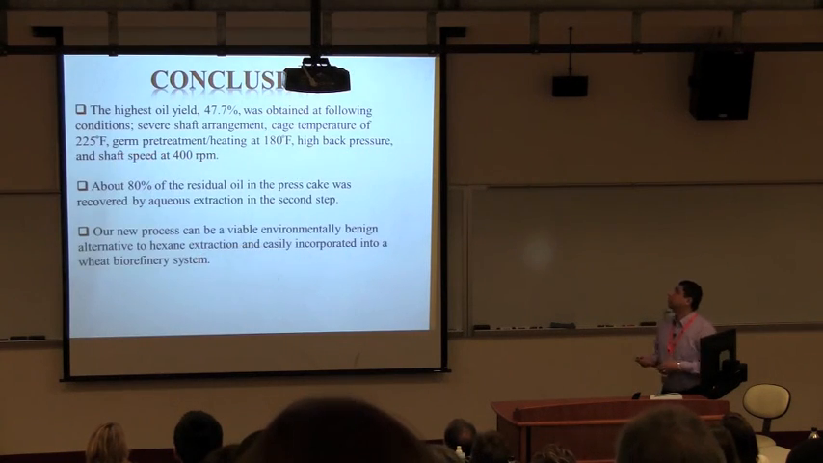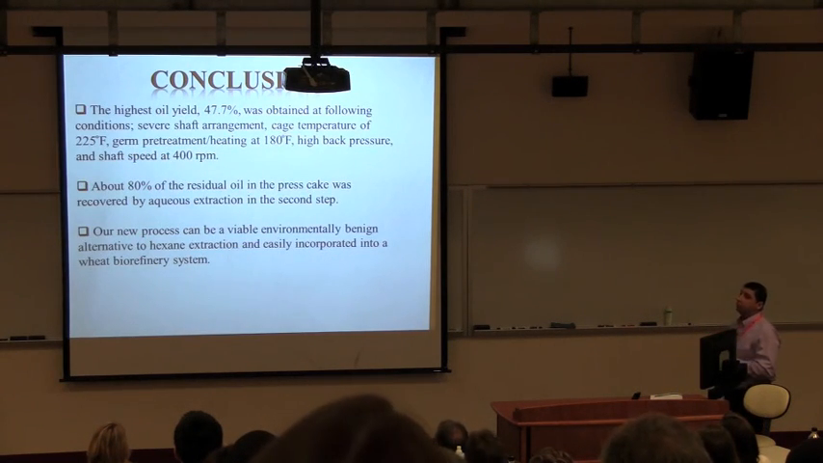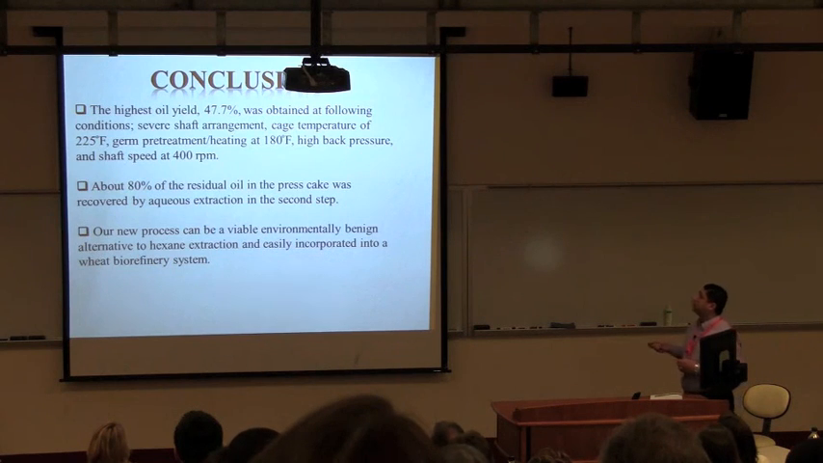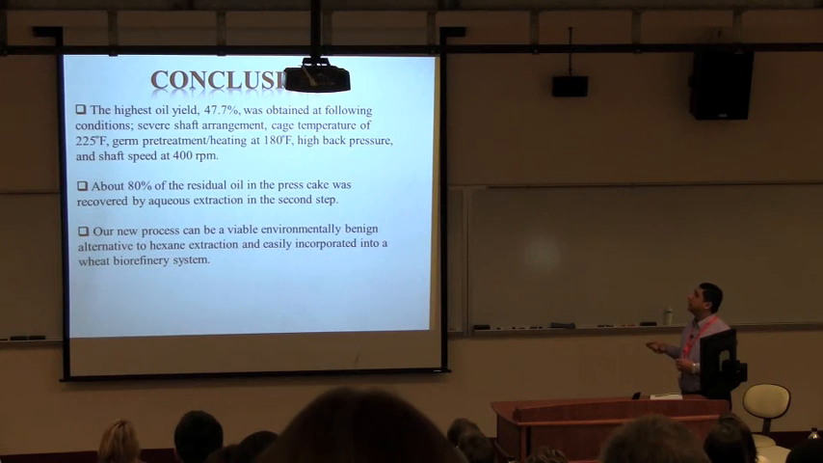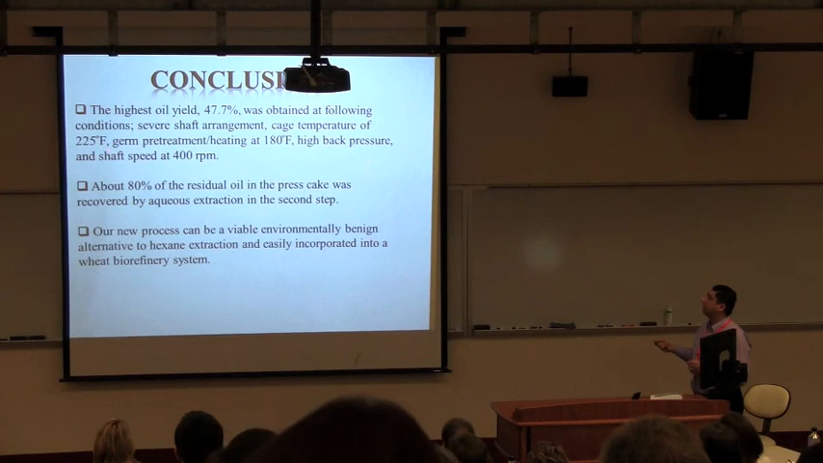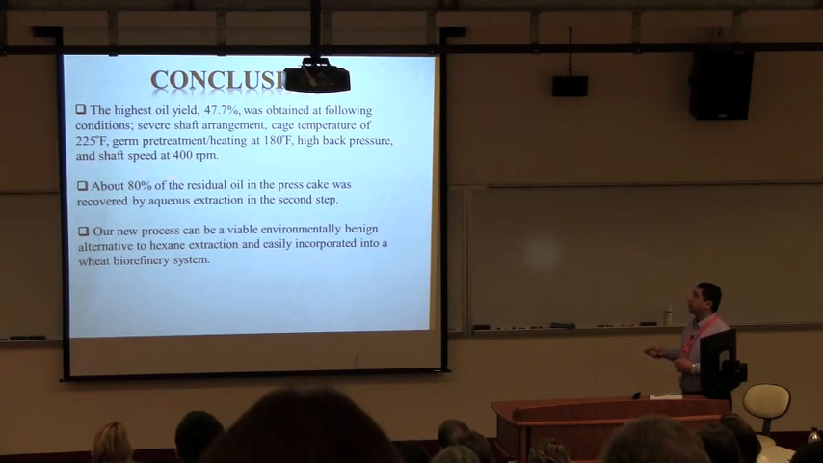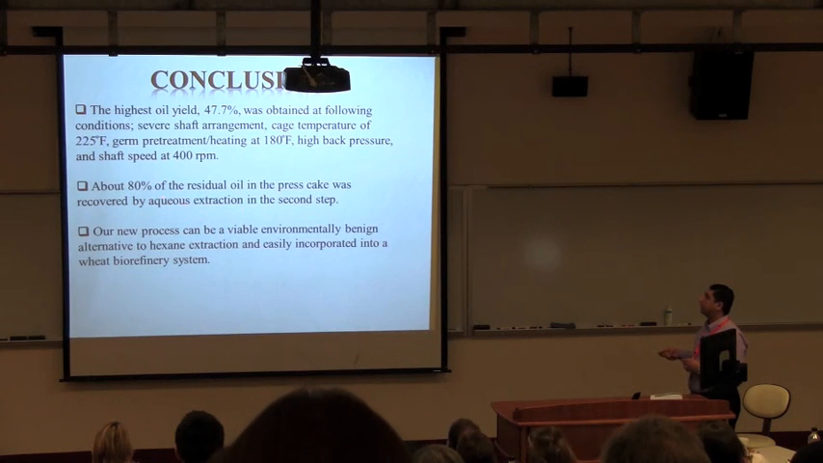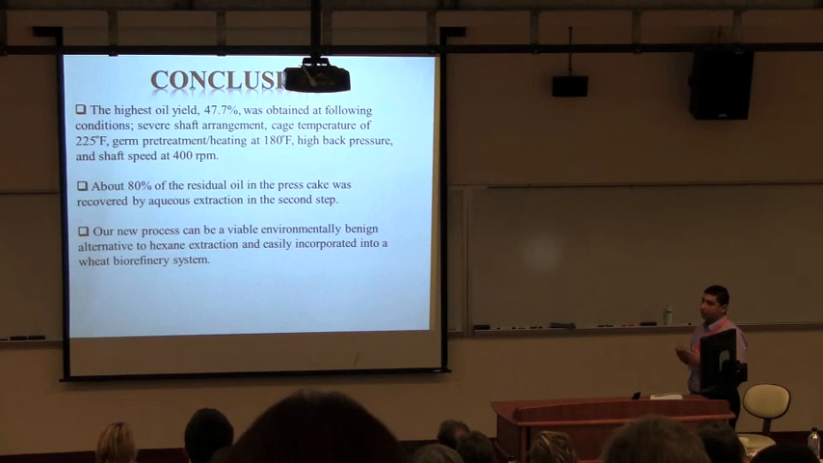In conclusion, the highest oil yield, about 47.7%, can be obtained at the following conditions: severe shaft arrangement, germ pretreatment at 180 Fahrenheit, cage temperature at 225 Fahrenheit, and high barrel pressure with the shaft speed at 400 RPM. And with aqueous extraction as the second step, we can recover about 80% of the 50% of oil left in the press cake.